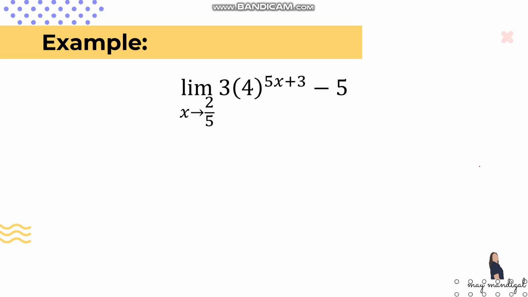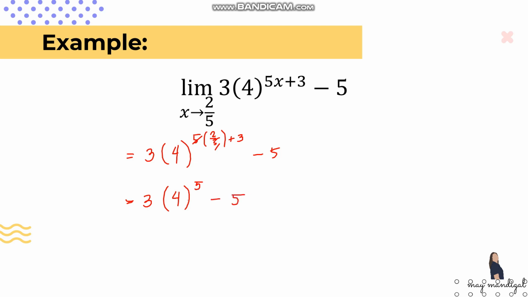Let's say we want to identify the limit of 3 times 4 raised to 5x plus 3 minus 5 as x approaches 2 over 5. So let's substitute again. We have 3 times 4 raised to 5 times 2 over 5 plus 3, and then minus 5. So let's simplify the exponent first. So this will be 4 raised to, this will be cancelled, and then you will just have 2 plus 3, which is just 5, then minus 5.